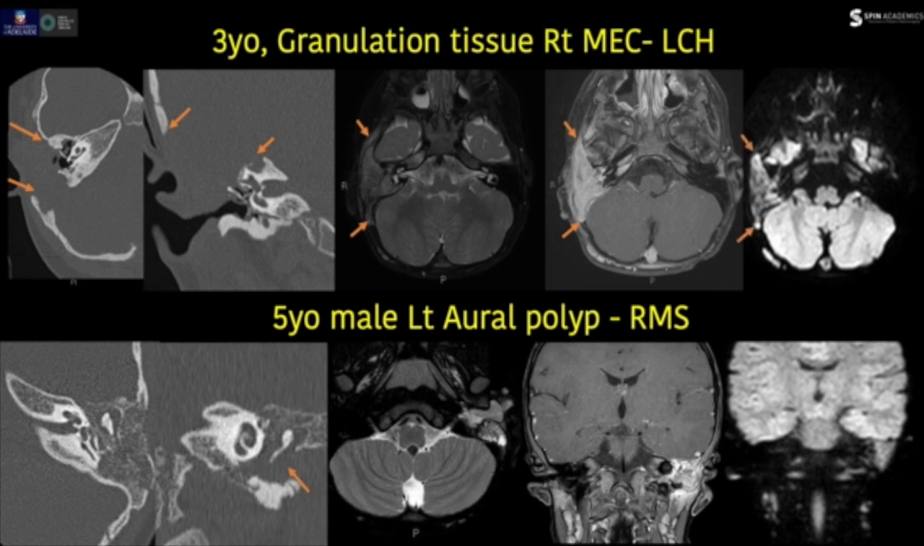The bottom panel is a 5-year-old male with left aural polyp. The final diagnosis was a rhabdomyosarcoma. This is a permeative destruction of the petrous temporal bone, predominantly centered anteriorly. The aural polyp, very nicely seen on the T2 weighted image, is demonstrating enhancement and minimal restricted diffusion.